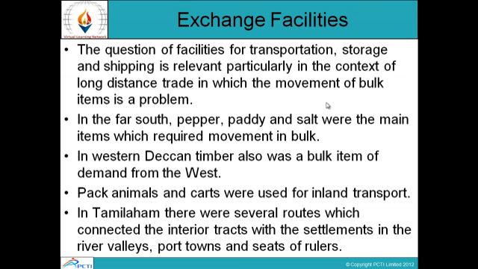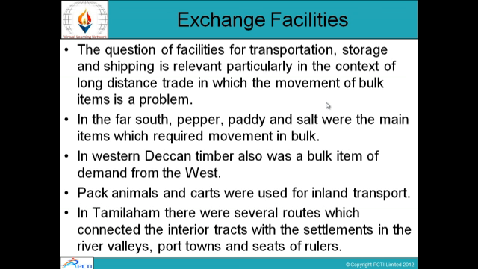Pack animals and carts were used for inland transport. In Tamilham, there were several routes which connected the interior tracts with the settlements in the river valleys, port towns, and seats of rulers. So, the question of facilities of transportation, storage, and shipping was also relevant in the context of long distance trade, especially when carrying bulk goods was a problem.